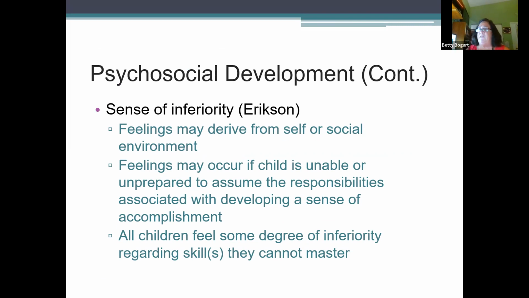So anyway, inferiority. This child goes out, goes to PE, and is chosen last on teams because they can't kick the ball or they can't throw the ball, or the math. They just don't understand math, so they feel inferior. So industry is what you do well.